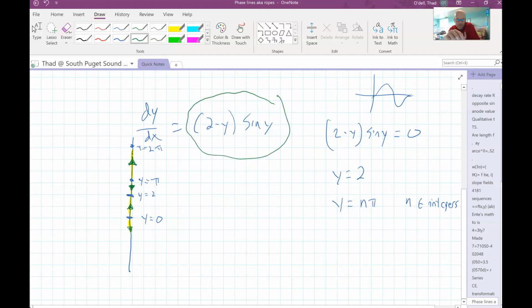So that's the phase lines. You should be able to draw them and, once you've drawn them, know what they tell you about the possible solutions based on initial conditions. All right.